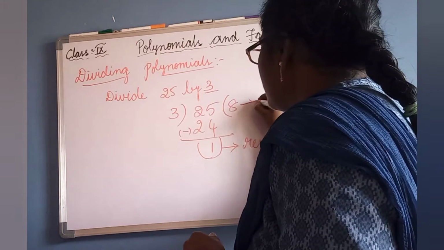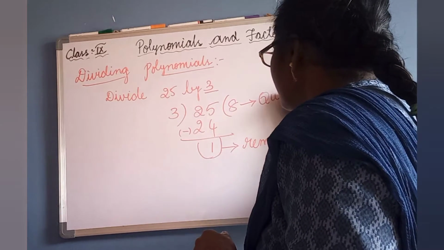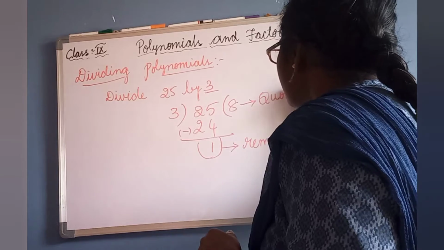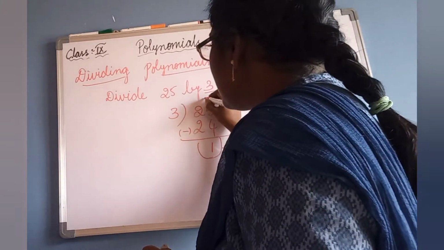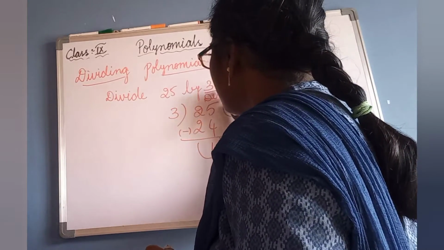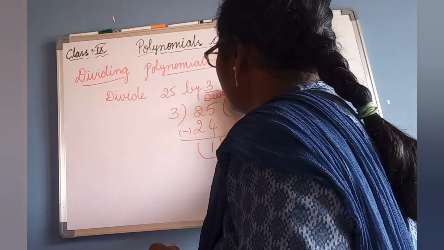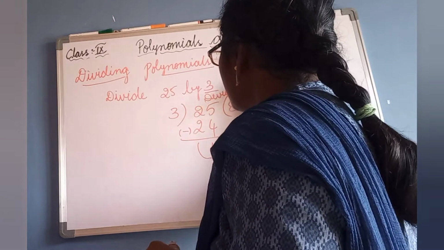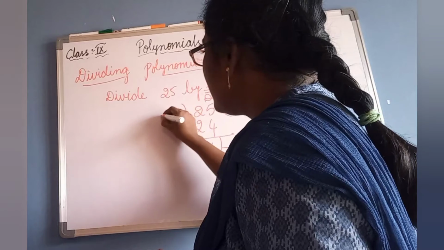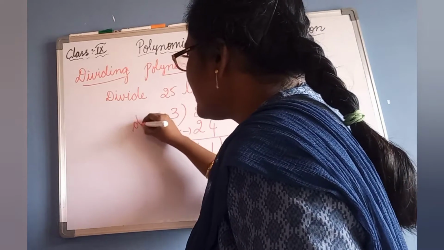And this is the quotient. This is the dividend. And this is called the divisor.